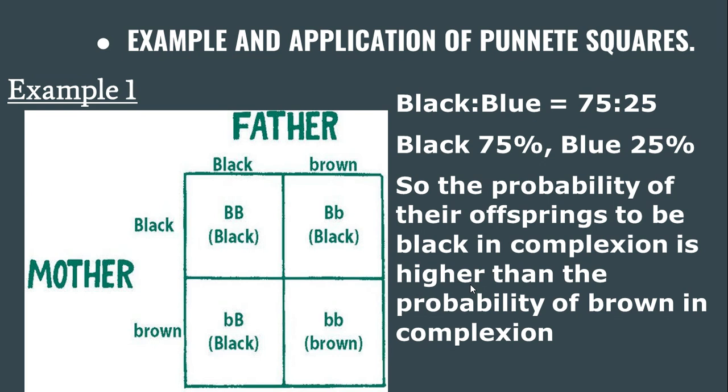So the probability for black is 75. As you can see, each box is 25, and the whole square is 100. So we have three black and one brown probability, that is 25 times 3, which is 75.